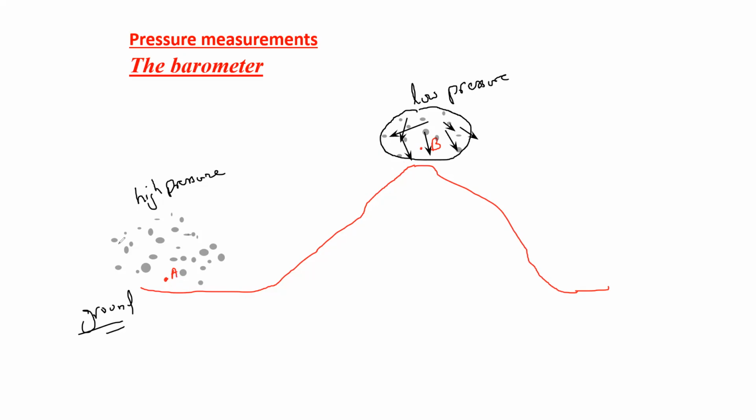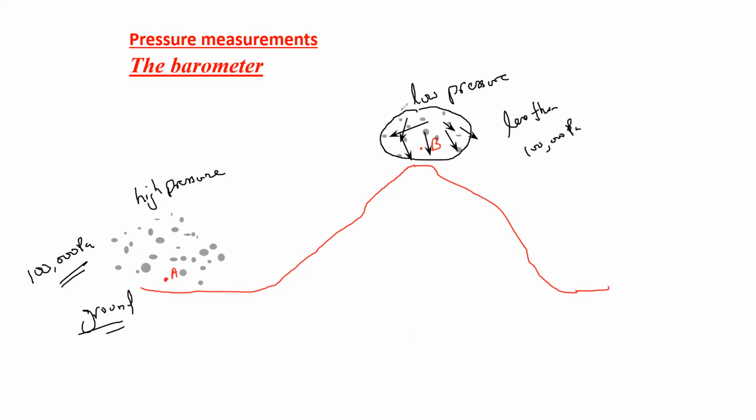So if I say at ground level the pressure was 100,000 Pascal, at sea level or ground level it is 100,000 Pascal. What will be the pressure on the mountain? It will be more than 100,000, equal to 100,000, or less than 100,000. So what will be the pressure? It will be less than 100,000 Pascal.